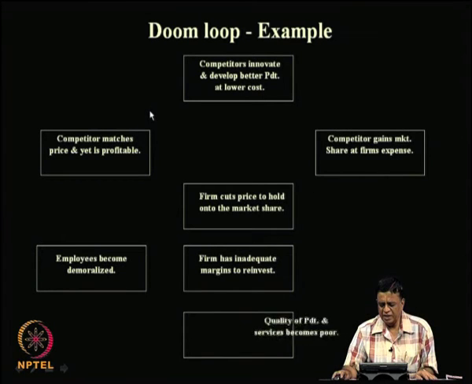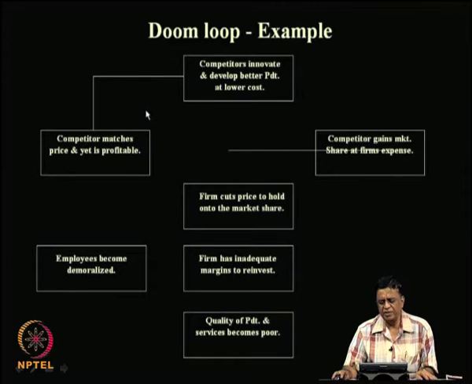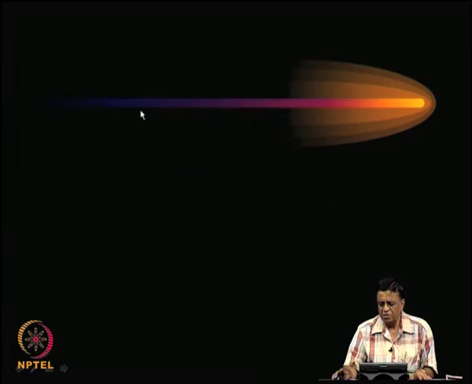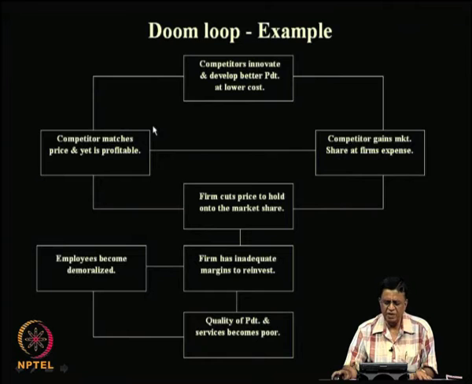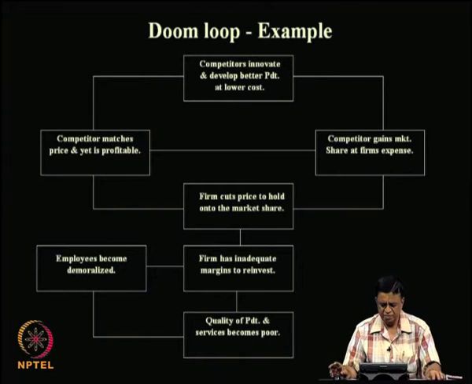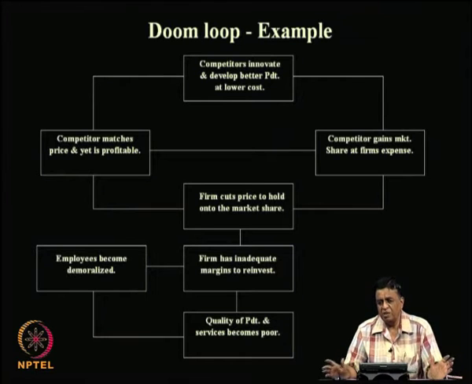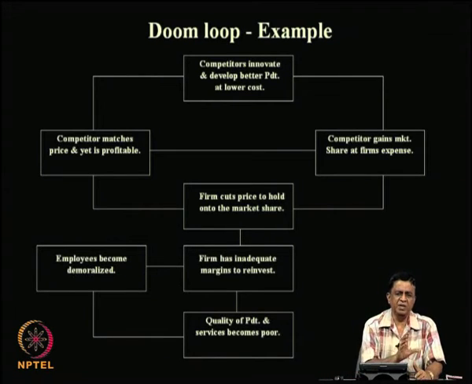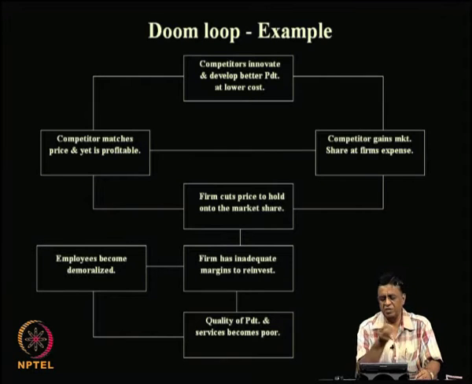So, this is an example just to illustrate to you how the doom loop actually operates in a real market situation. What you may find, if you really see, what is it that you are seeing? You are in a hyper competitive market. What do you mean by saying that you are in a competitive market? The product that the company is producing is being produced by a number of other players also.